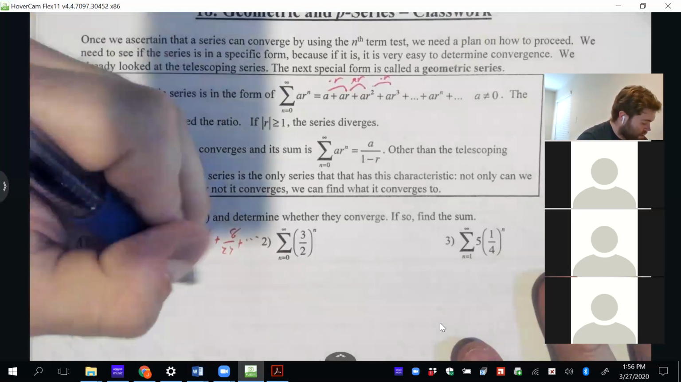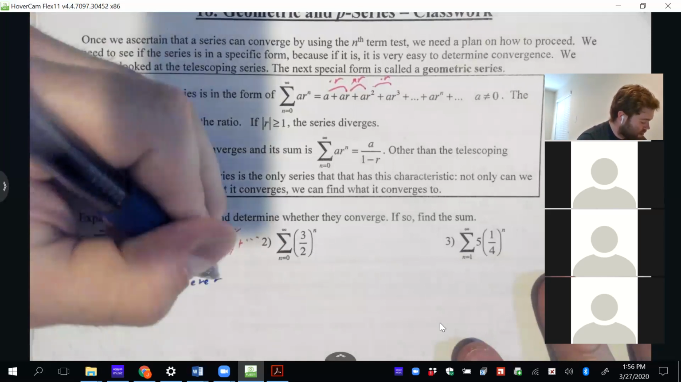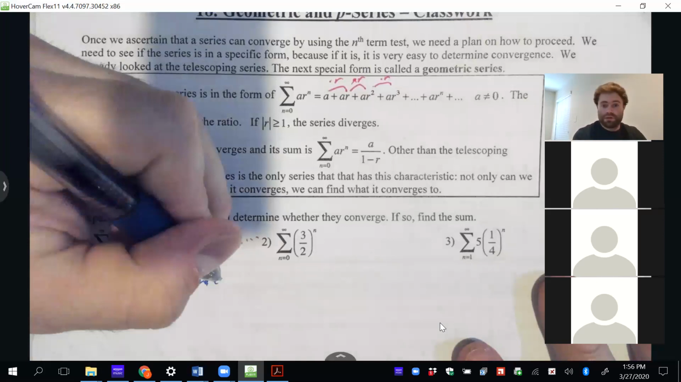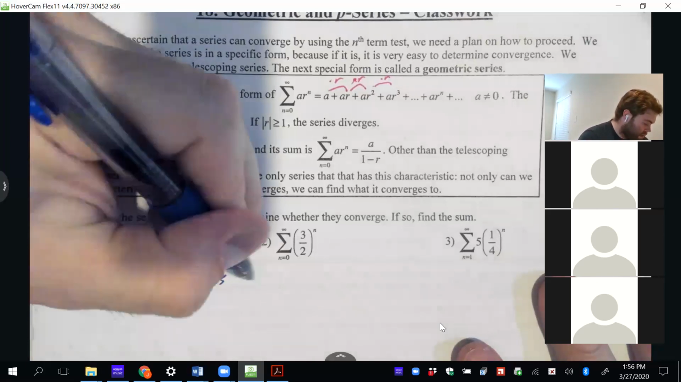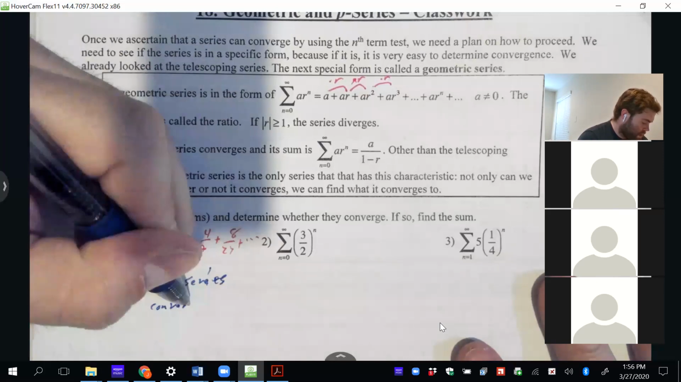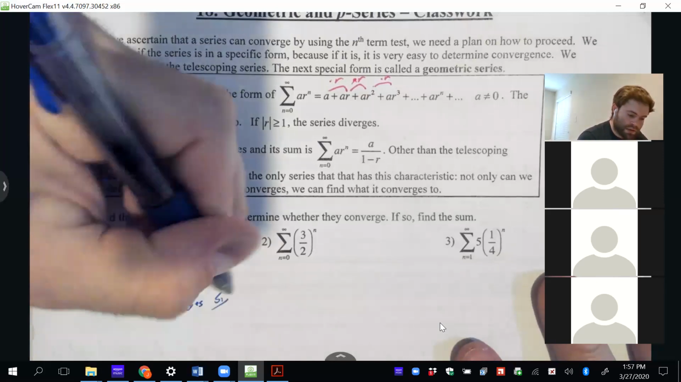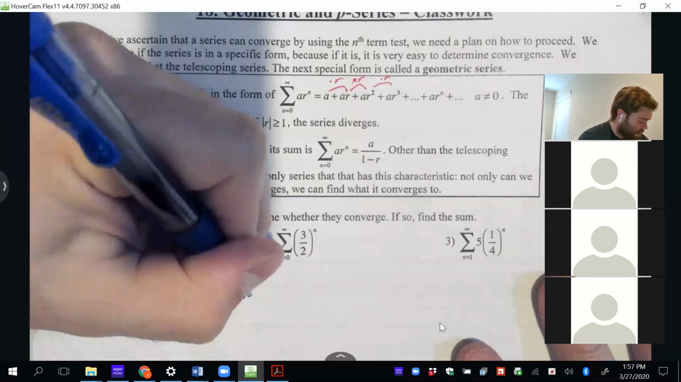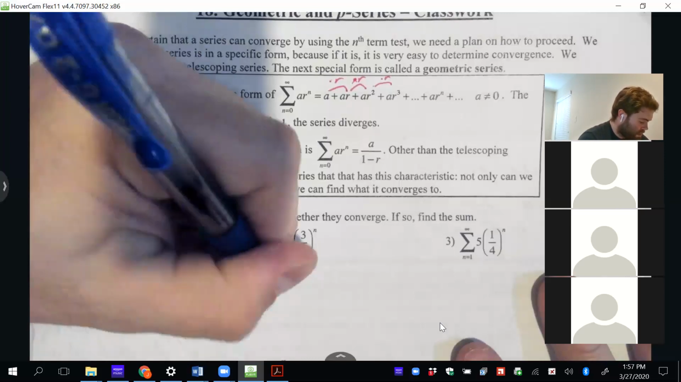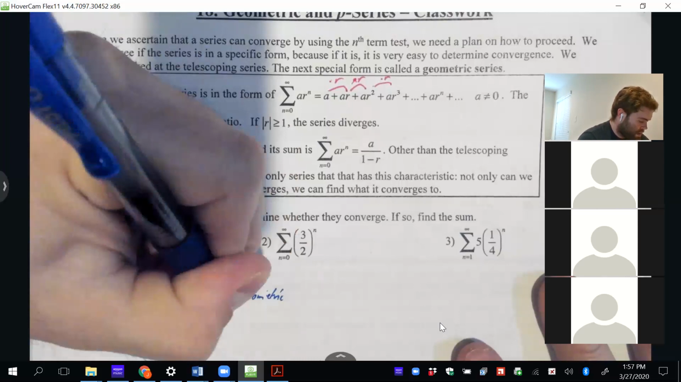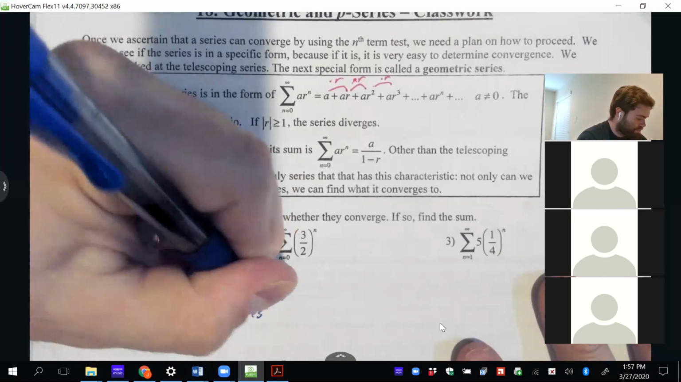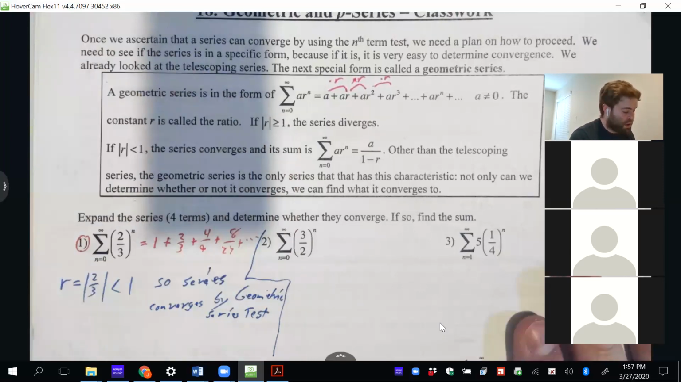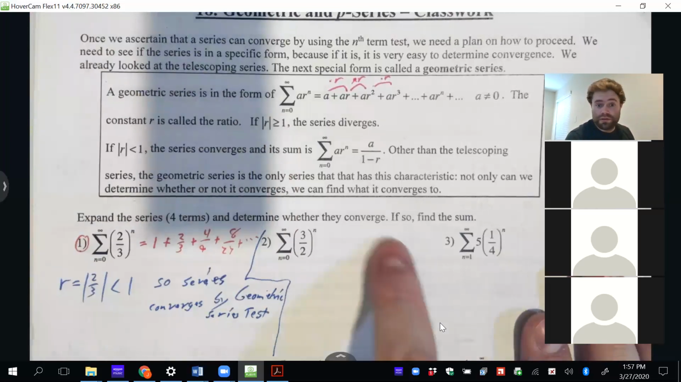I spelled series wrong. S-E-R-I-E-S. Here we go. So the series converges by geometric series test. And we are told here that if it does converge, to also find the sum.